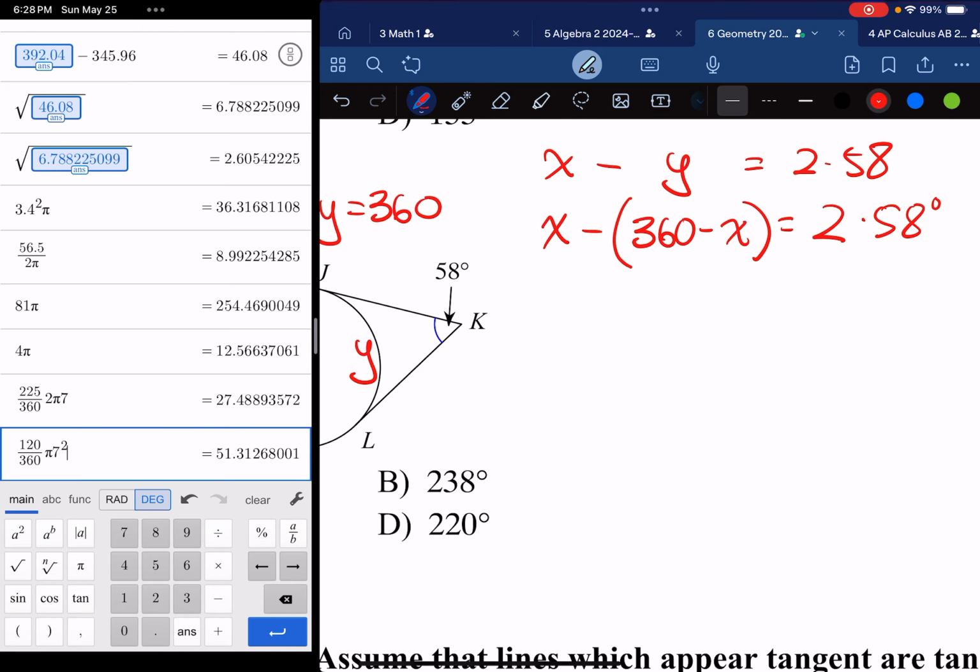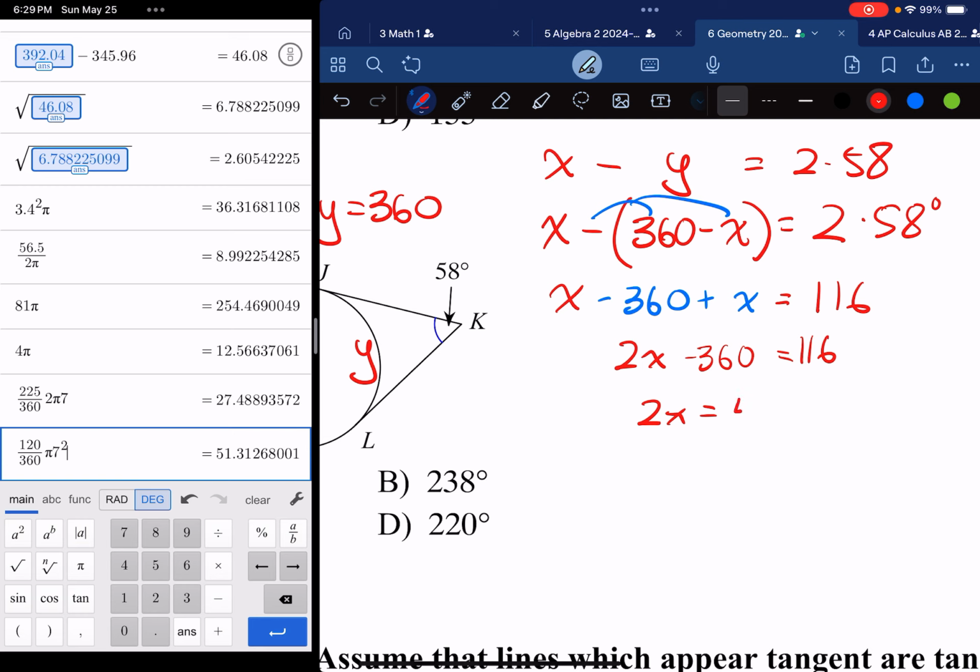And then I'm going to solve. I have a negative that will distribute into here, so this is going to be x minus 360 plus x, and that's going to be equal to 116. I'm noticing I have an x plus an x, which is 2x. So I have 2x minus 360 is equal to 116. Let's add 360 to both sides. So 2x is going to be equal to 476. Then divide both sides by 2. X is going to be equal to 238.